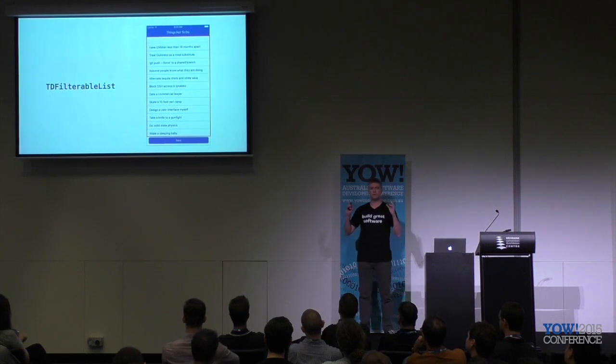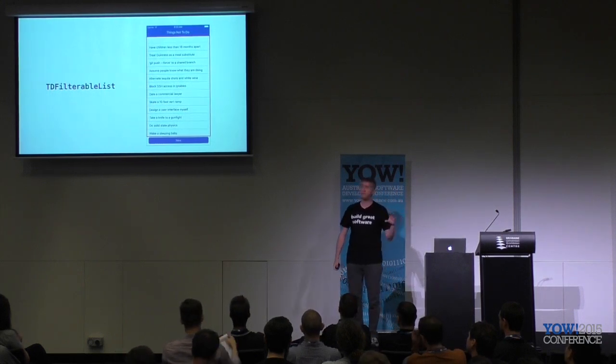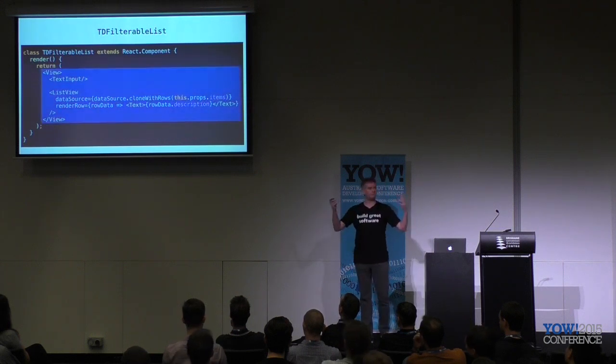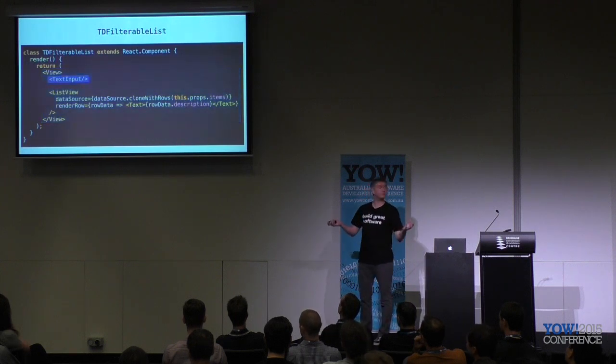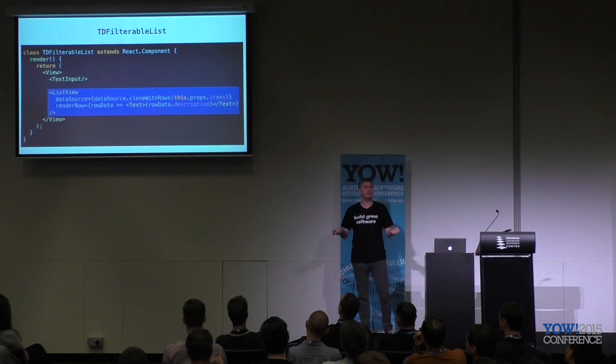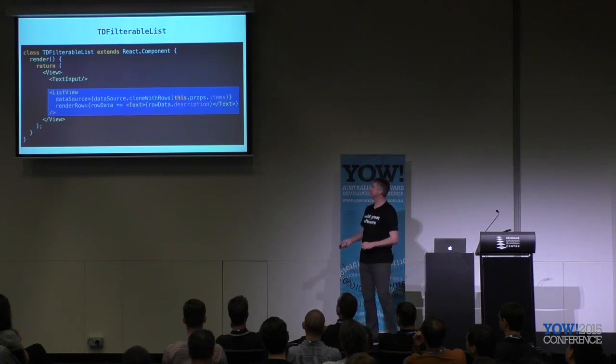Okay, so let's drill into this user interface a little bit further. Let's actually look at the filterable list. This is the filter up the top and the list in the middle. What does the code for this look like? Okay, we've got our top level view tag. Really, this is just a container for other elements. It's going to have a text input at the top. That's where we're going to put the filter text in. And then we've got our list view. This is just something that React Native uses for displaying a list of data.